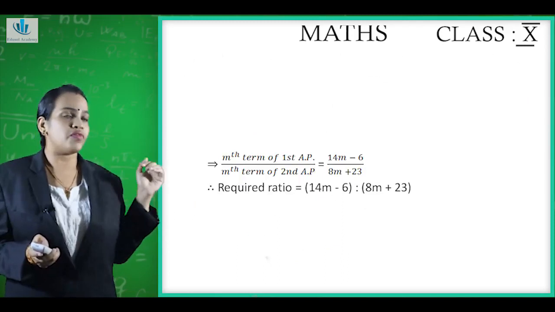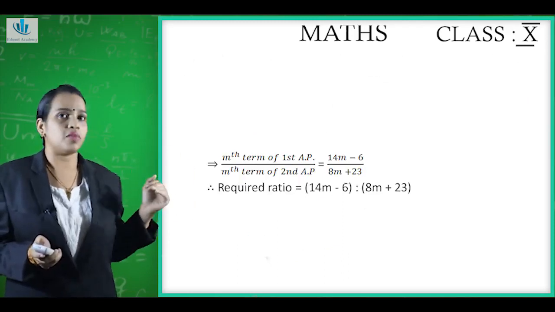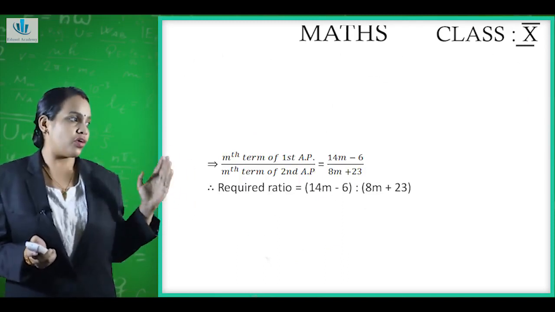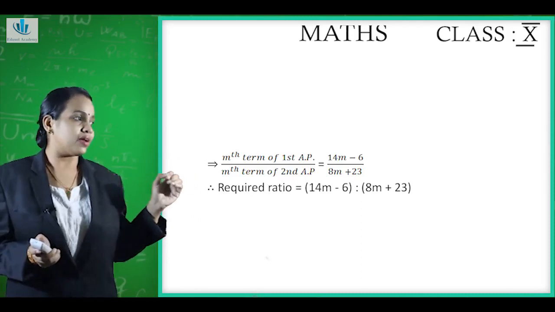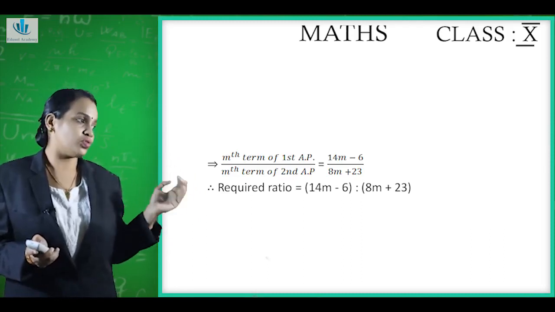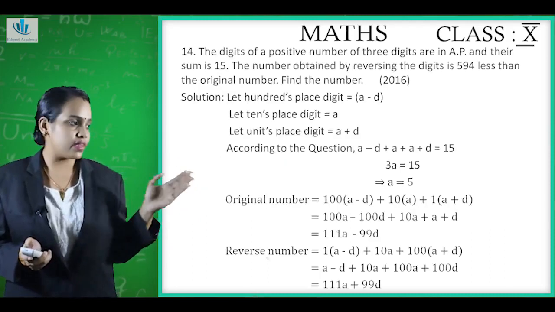Now the mth term of the first AP upon the mth term of the second AP is equal to 14m minus 6 upon 8m plus 23. So the required ratio is 14m minus 6 is to 8m plus 23. Now we will see the next sum.